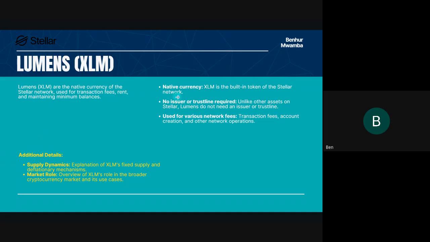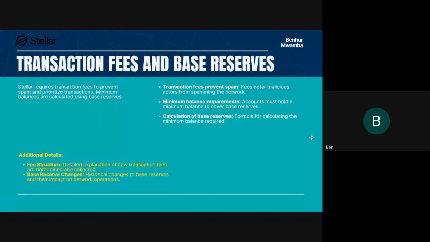So Stellar's native currency is the XLM. It's built-in. This is its built-in token of the Stellar network. There's no issuer or trust line required. It's used for various network fees, transaction fees, account creation, and other network operations. So let's move on to the next.